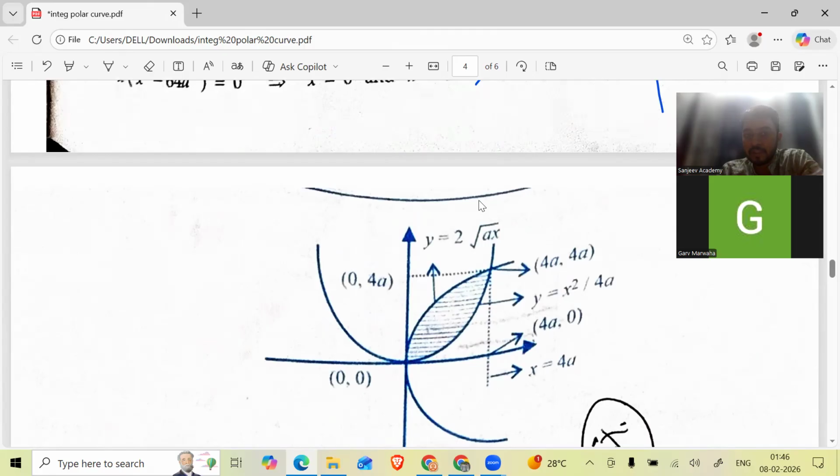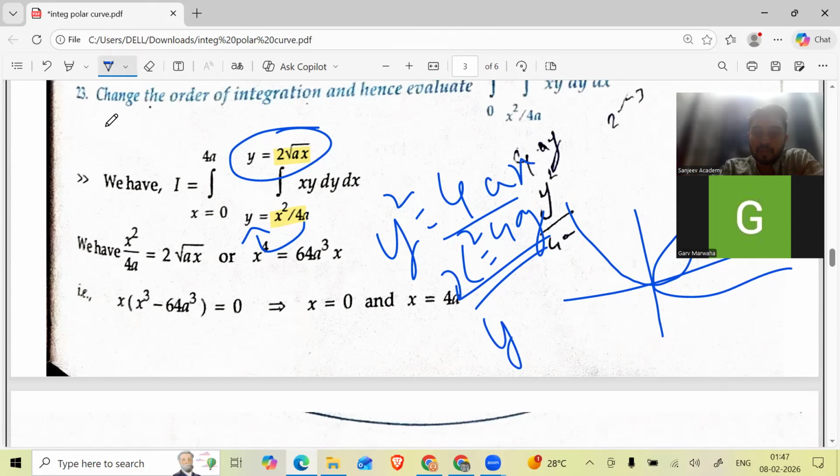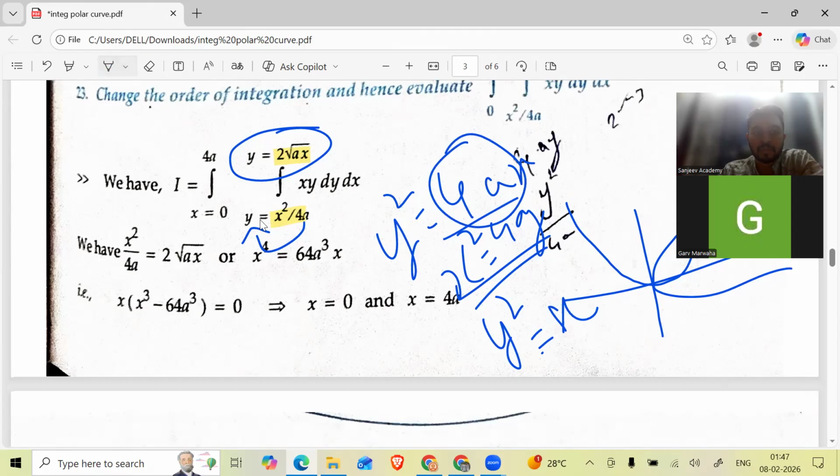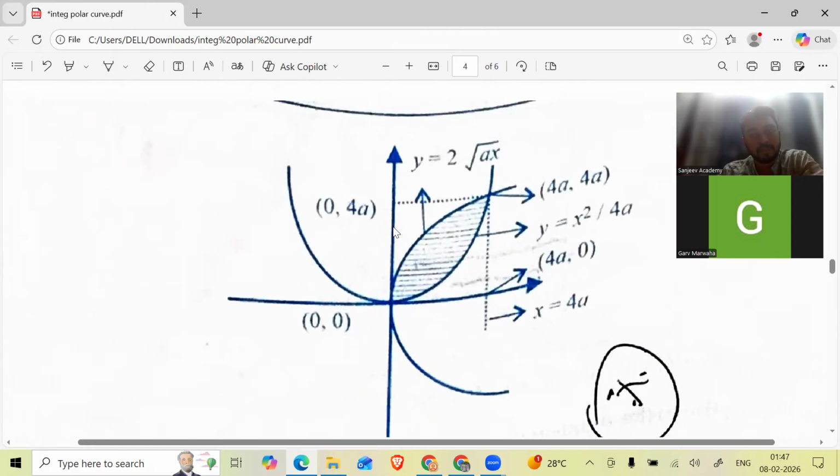Why is 4a there? Because normally, what is the thing I told you? y square is equal to x, which means 1x, so 1 comma 1 will come. Here, 4a is there. So that is the reason 4a comma 4a is there in the question. In the diagram, 4a comma 4a is there. So this diagram, pause it and then you have to draw it.